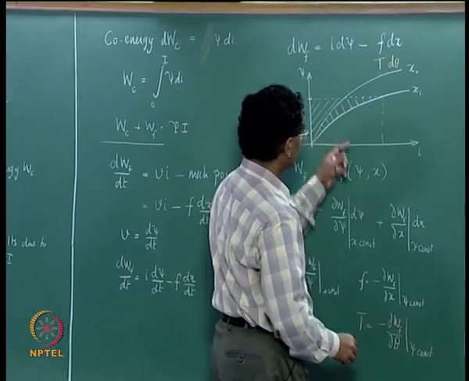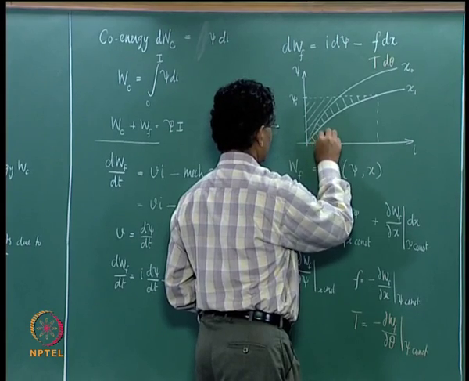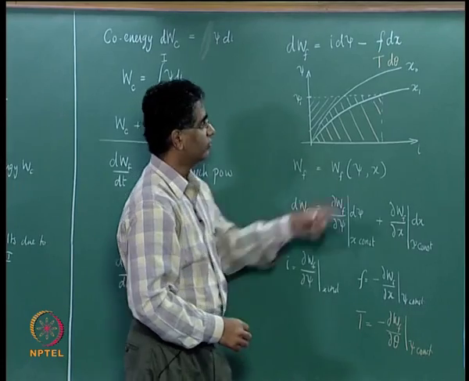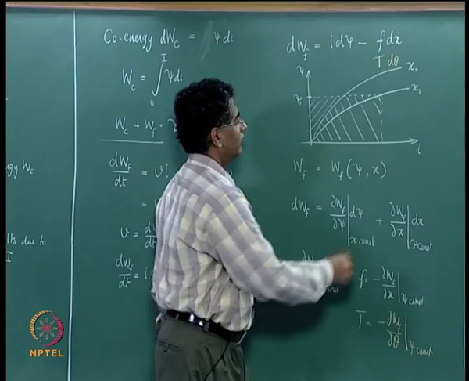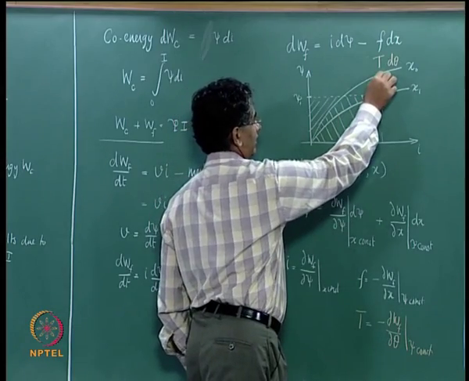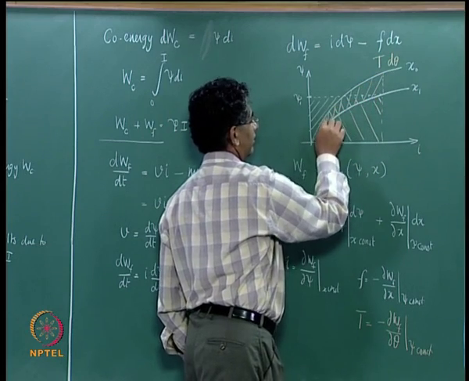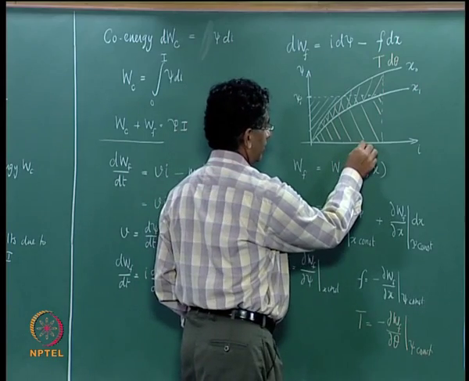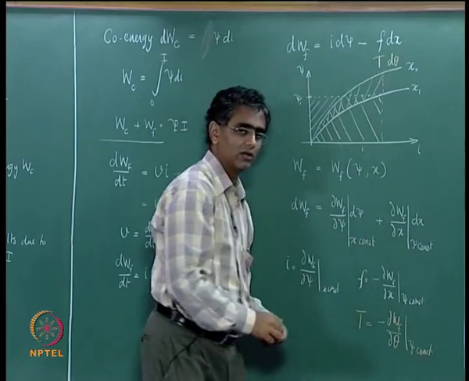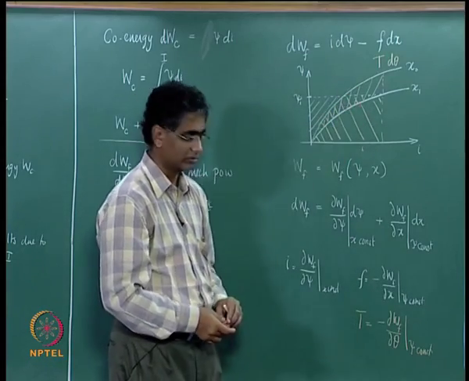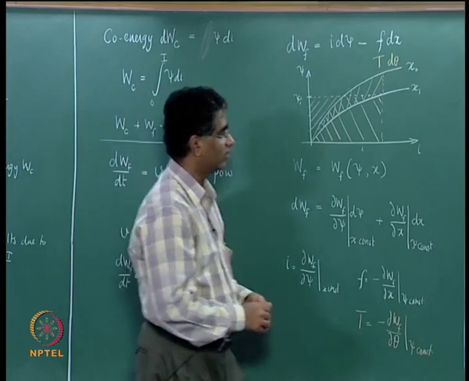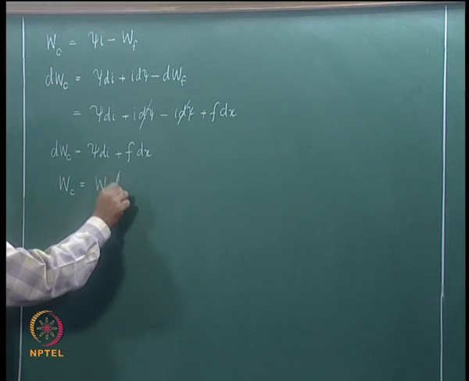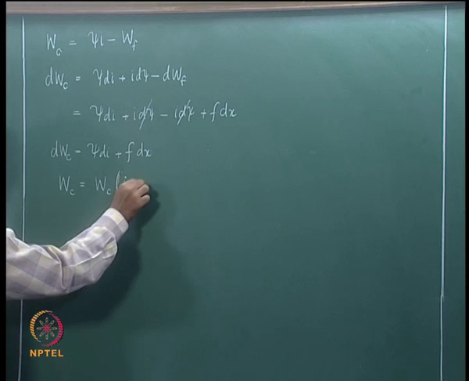Now again, if you look at Wc, which is this area, now if you choose the curve x1, it is this area. If you choose the curve x0, determined by x0, then you have to add this additional area in order to determine Wc. So obviously now Wc depends upon at what value of I you are going to evaluate Wc, and at the same time which curve you are going to use. So in a similar manner as before, we can write Wc to be a function of I as well as x.